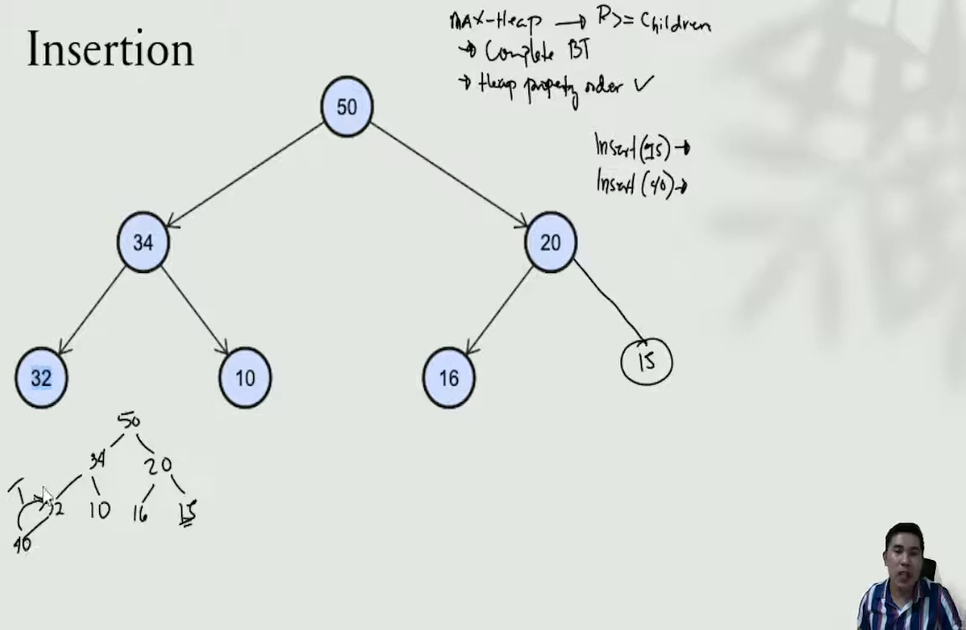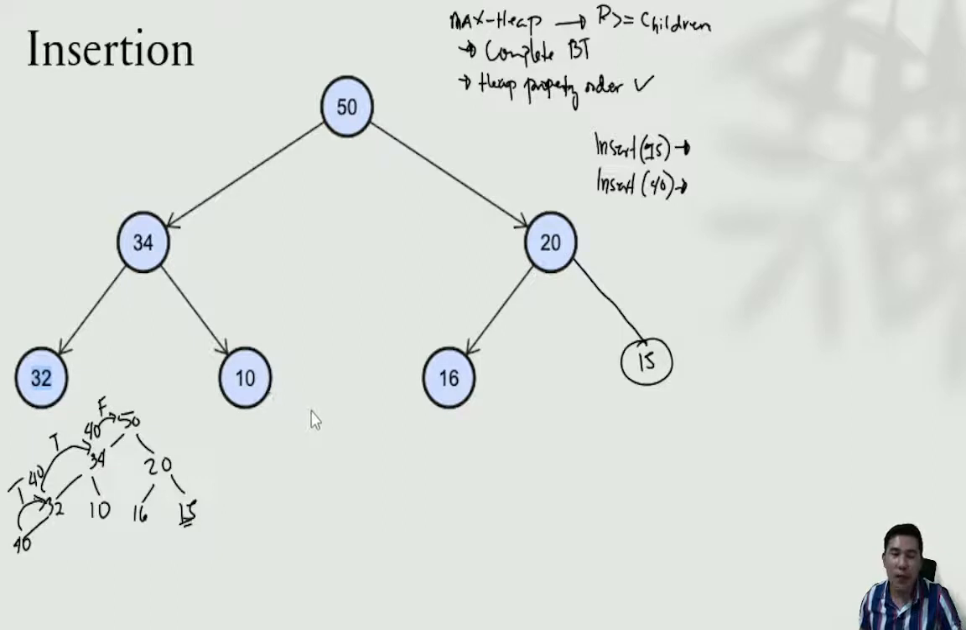So the key is 40. Is 40 greater than 34? So we have here 40. So 40 is greater than 34. That's actually true. Therefore, you have here the 40. After inserting 40, your binary heap has to continue comparing. So 40, is 40 greater than 50? It's actually false. Therefore, it stops from there.